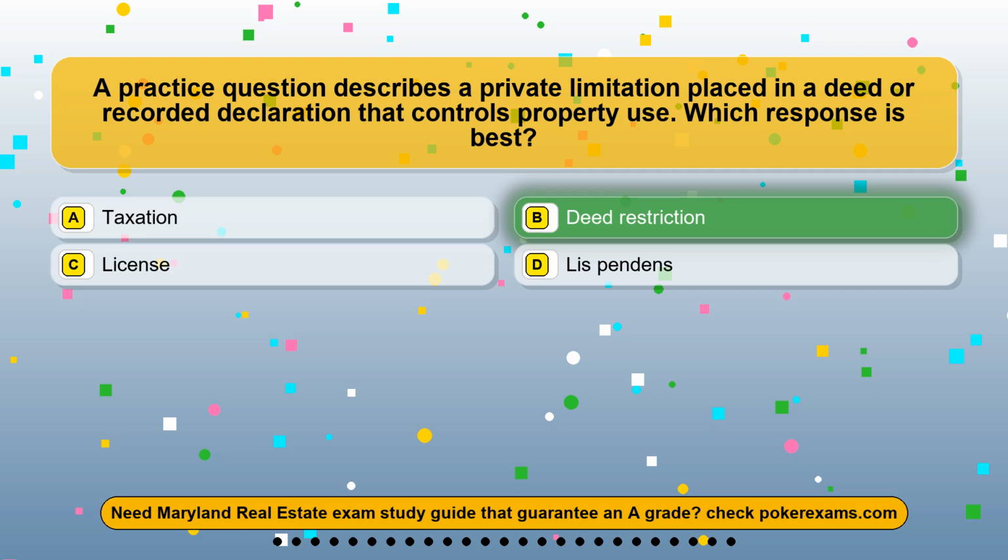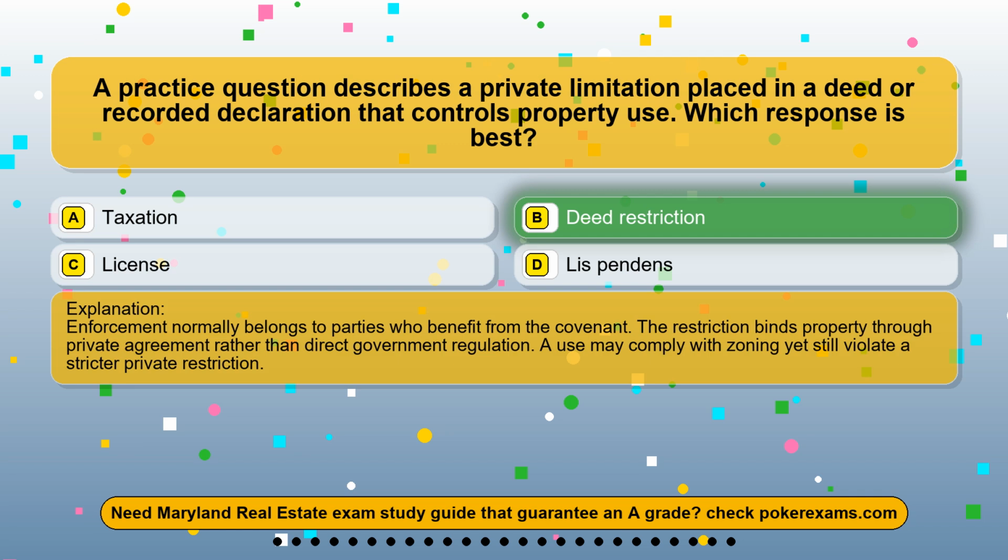The correct answer is option B, deed restriction. Enforcement normally belongs to parties who benefit from the covenant. The restriction binds property through private agreement rather than direct government regulation. A use may comply with zoning yet still violate a stricter private restriction.